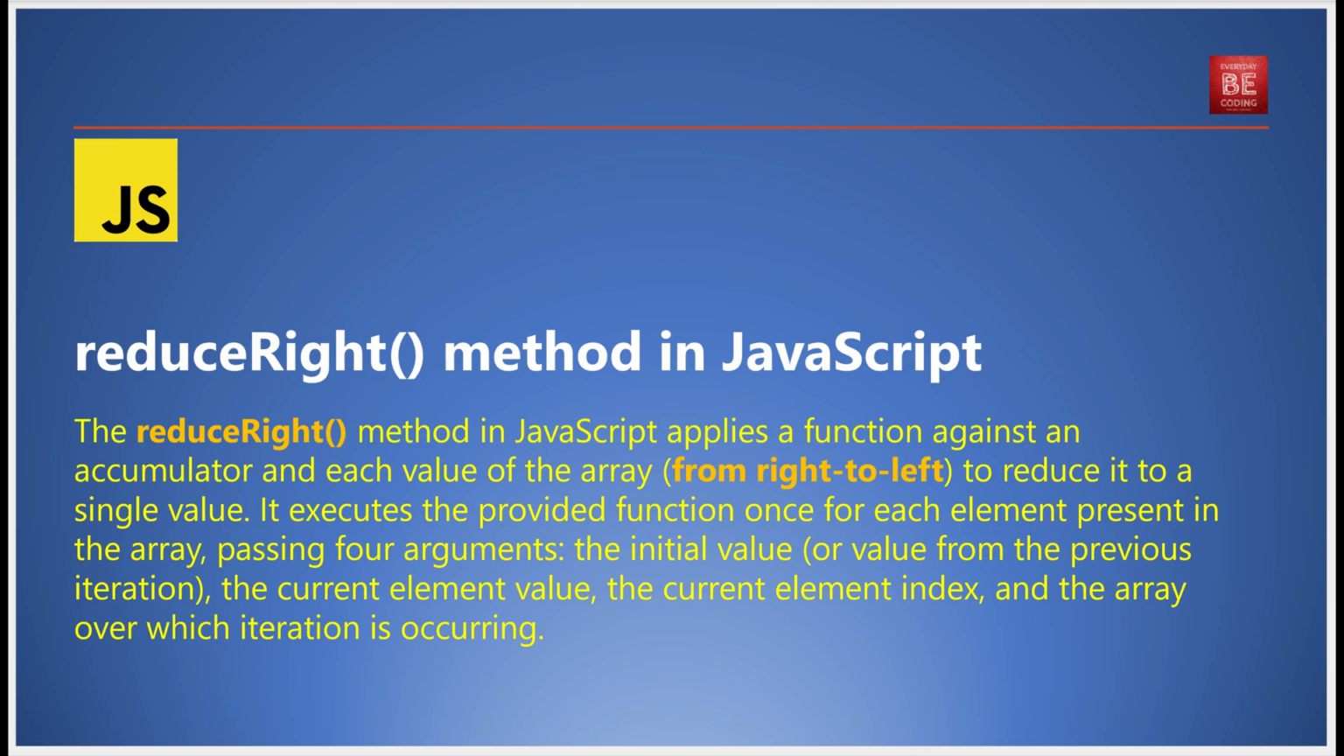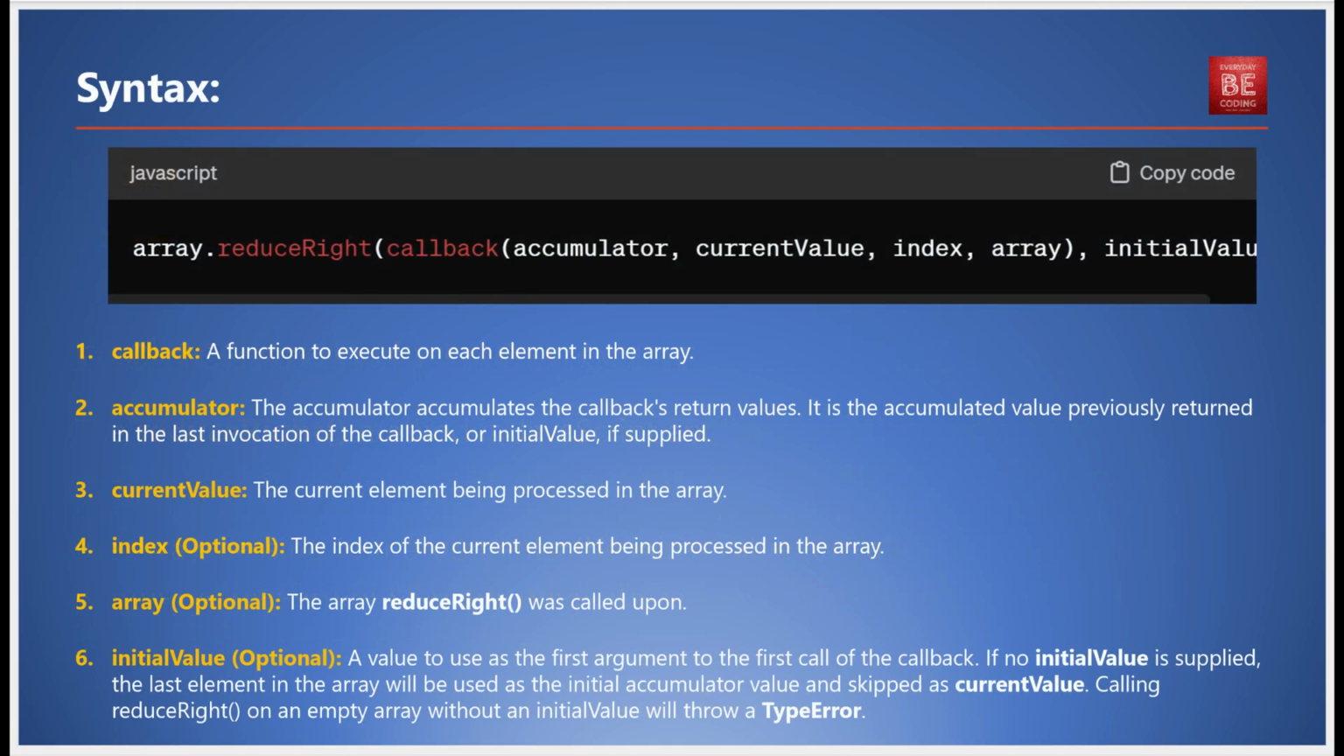To illustrate this, consider the following syntax: array.reduceRight(callback(accumulator, currentValue, index, array), initialValue). Here, the callback is a function to execute on each element in the array. The accumulator accumulates the callback's return values. It holds the accumulated value previously returned in the last invocation of the callback, or the initial value if supplied. The current value refers to the current element being processed in the array.